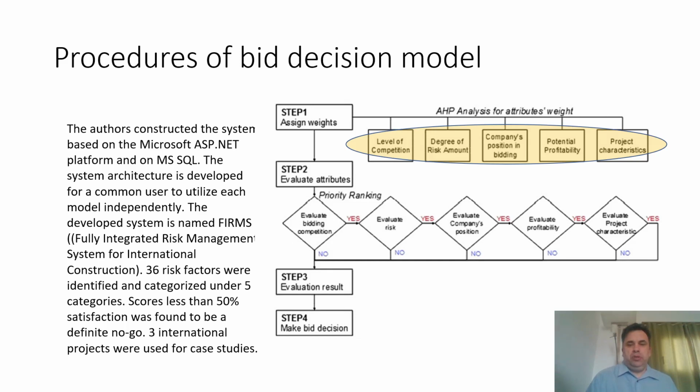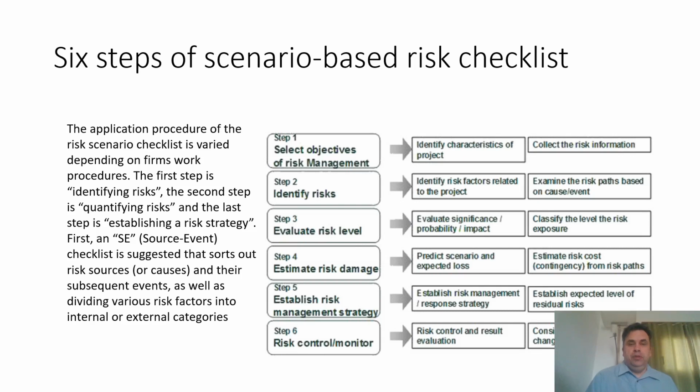These attributes are evaluated. In the next step, we get an evaluation result. Scores less than 50% satisfaction was found to be a definite no-go. The main steps in the checklist are the identification of the risks, the quantification of the risks, and the establishment of a risk strategy.